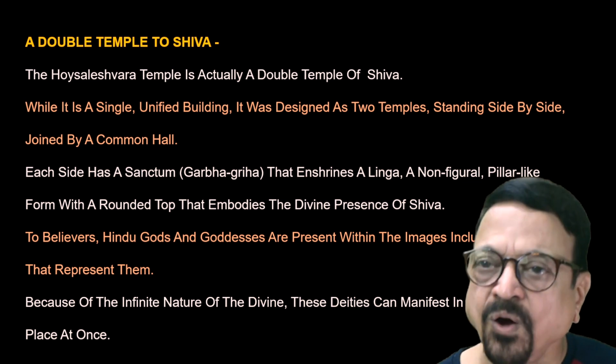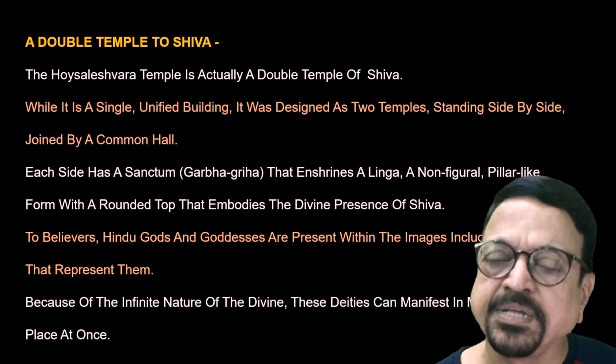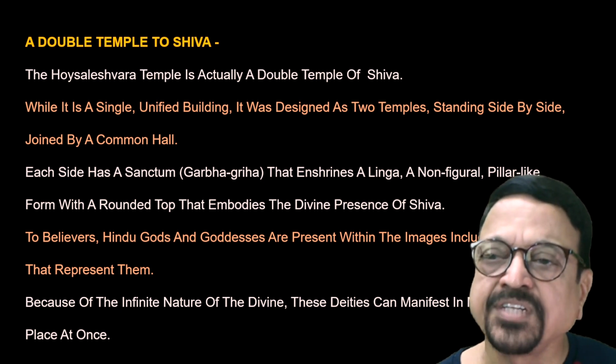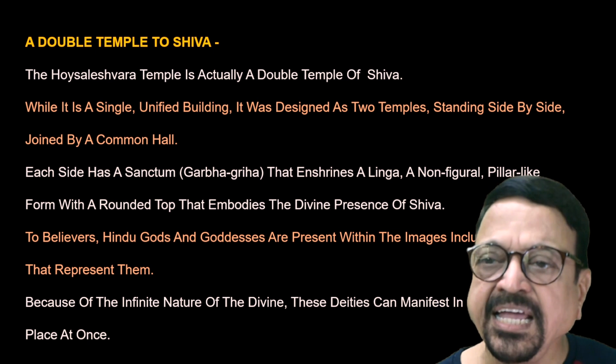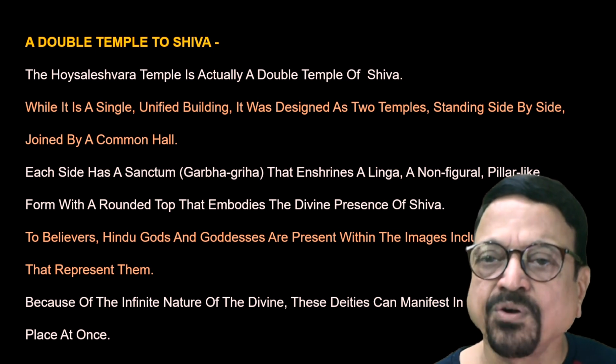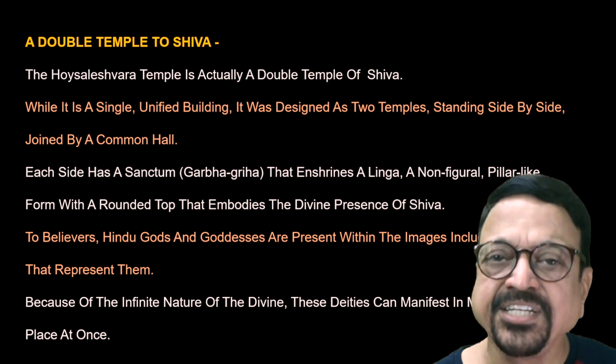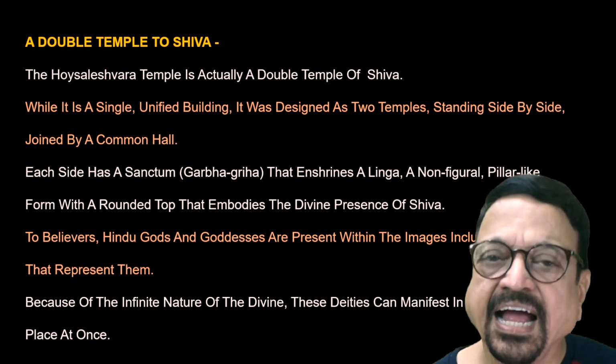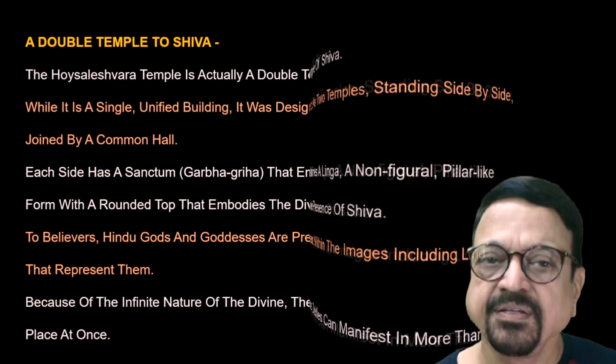There are Hindu gods and goddesses. They are also presented in the images on the outside panels. Because of the infinite nature of the divine, the deities can manifest in more than one place at once.